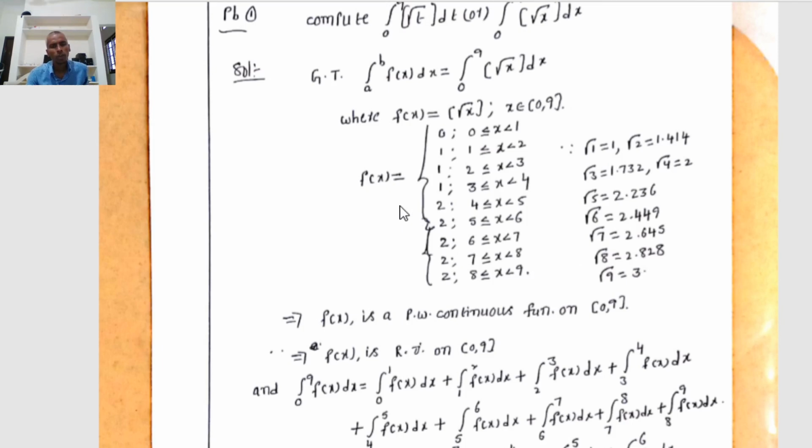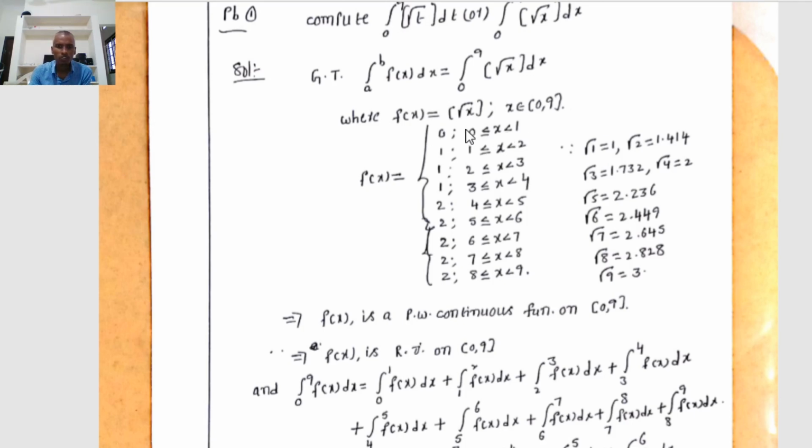First, we have defined the function f of x on the closed interval 0, 9. Now we consider dividing it into the subintervals 0 to 1, 1 to 2, 2 to 3, 3 to 4, 4 to 5, 5 to 6, 6 to 7, 7 to 8, 8 to 9. First, f of x equals the integral part of root x for 0 less than or equal to x less than 1.